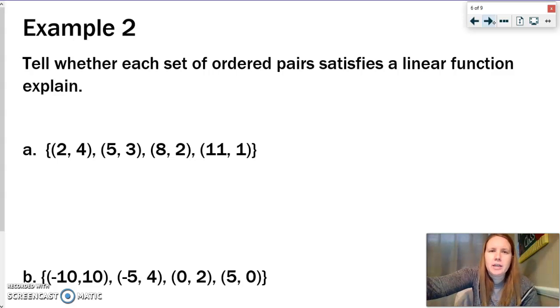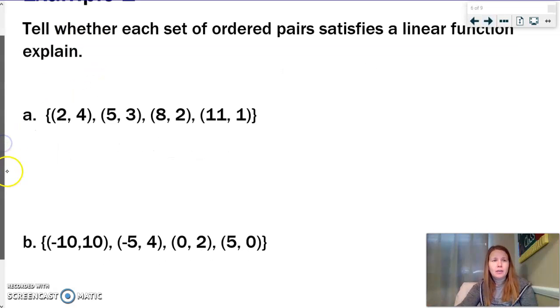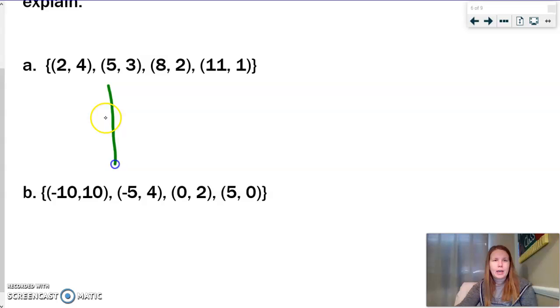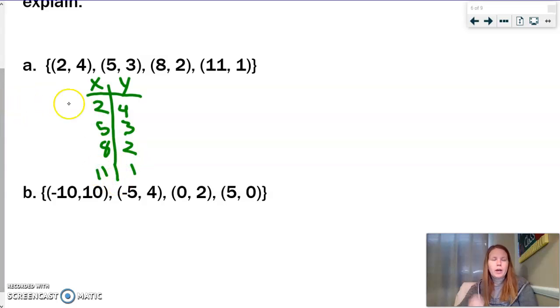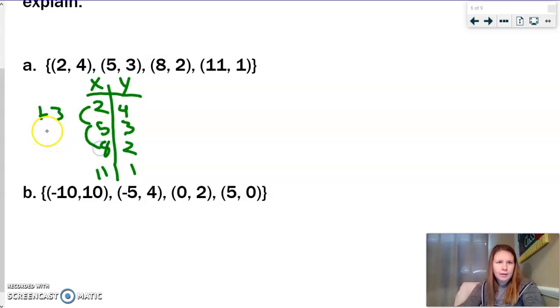So it says, tell whether each set of ordered pairs satisfies a linear function and explain. I think the best way might be to look at that table. With my coordinate points, x is 2, y is 4; 5, 3; 8, 2; 11, 1. So I want to think about what kind of changes are happening between each one. From 2 to 5, that looks like +3. From 5 to 8 is +3. From 8 to 11 is +3. So that's fine. We just have to make sure that the y has a constant rate.